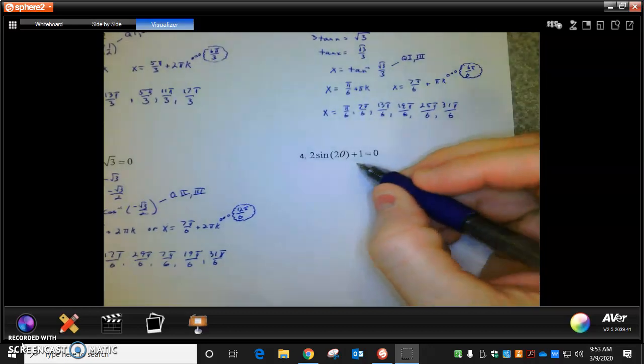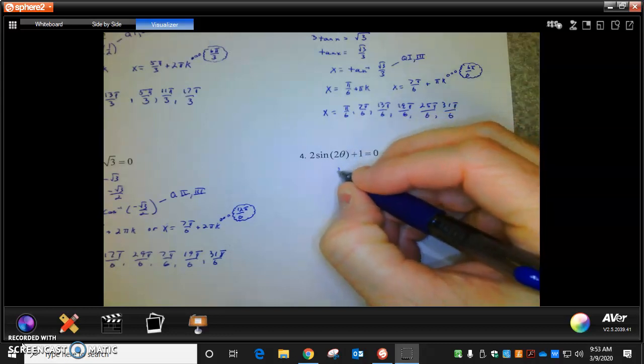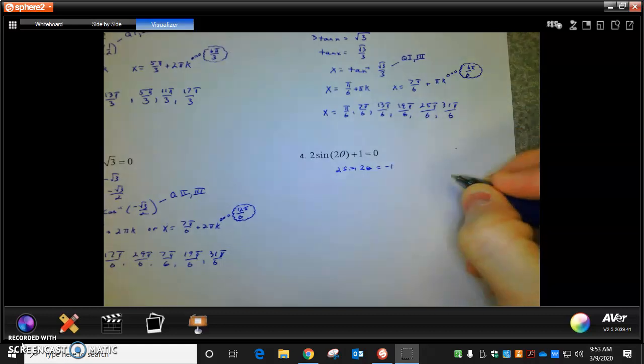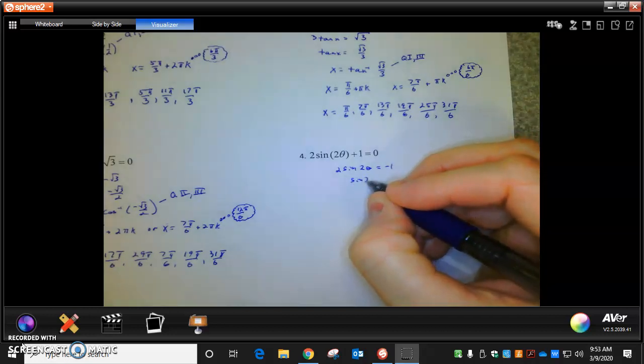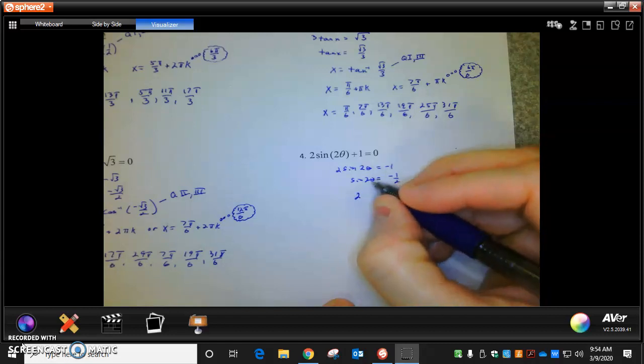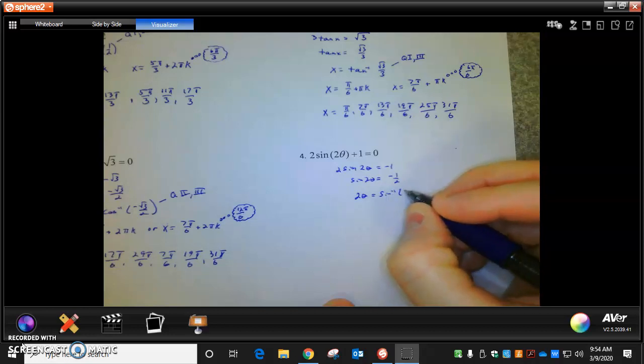All right, one more. So take a look at this. It's going to start off pretty straightforward. We're going to move the 1 over. Sometimes you can do multiple steps. I'm not going to. So move the 1 over, divide by 2. So negative 1/2. 2θ equals the inverse sine of negative 1/2.